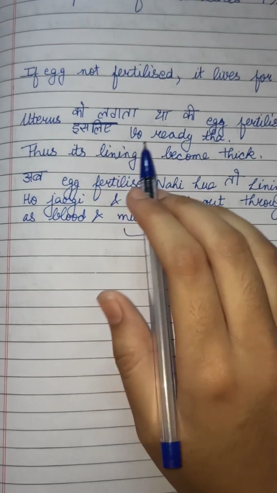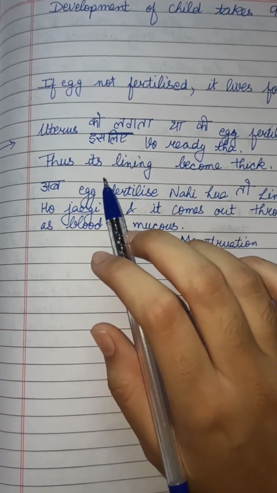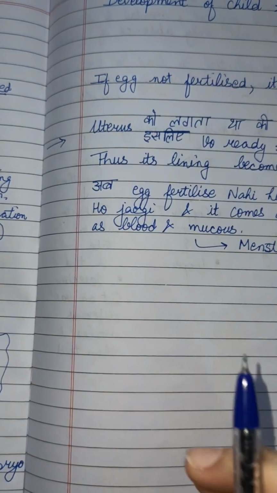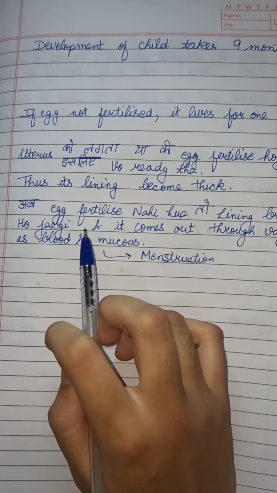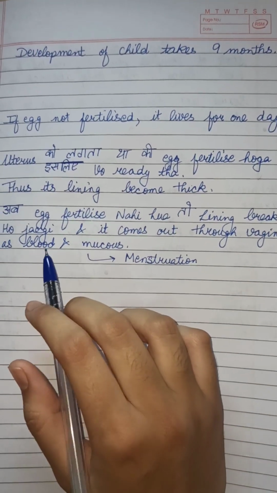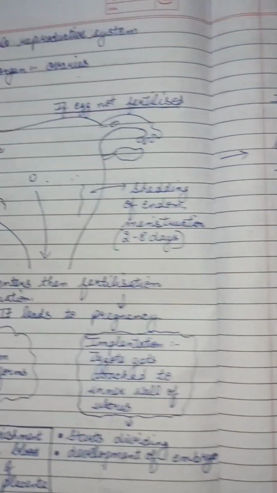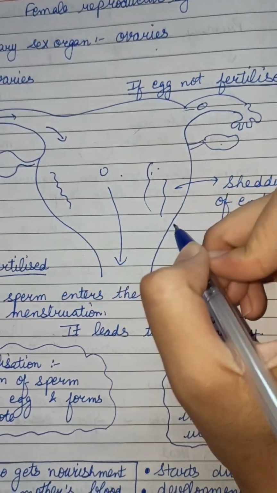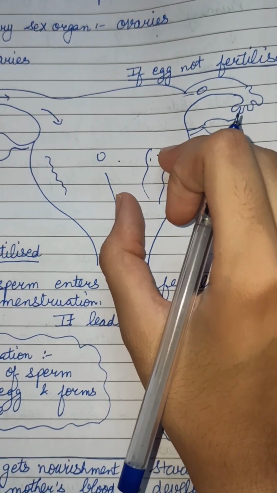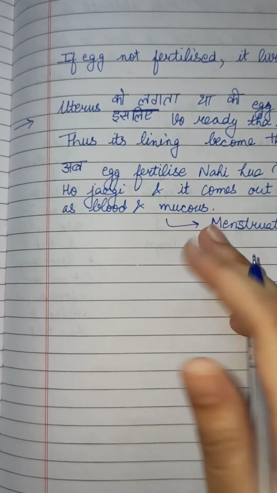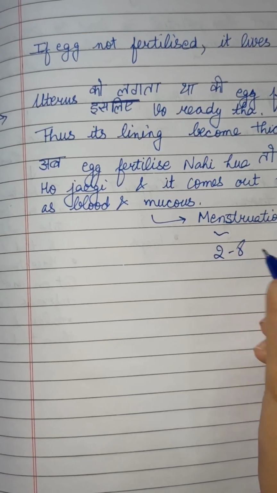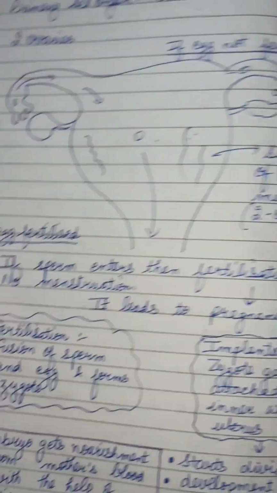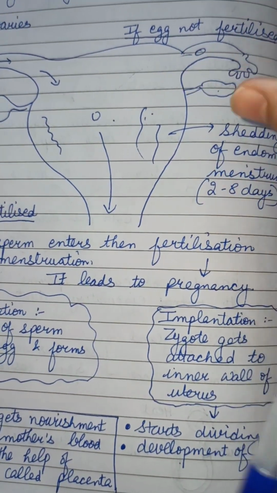So the uterus thought the egg would be fertilized, so it was ready, so its lining had become thick. Thus its lining becomes thick. Now the egg was not fertilized, so the lining will break and it comes out through vagina as blood and mucus. Meaning this layer of uterus, which is the innermost layer, that is endometrium, will be broken down and come out as blood and mucus, and this is called as menstruation, which lasts for 2 to 8 days in a normal woman. So this was all if egg is not fertilized.